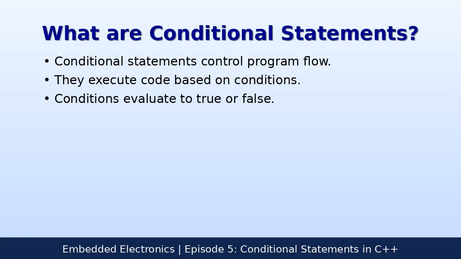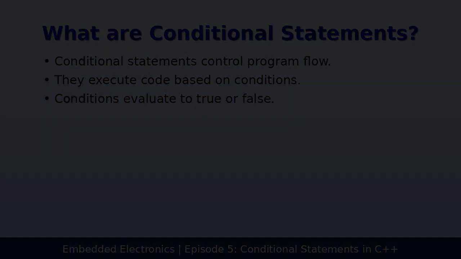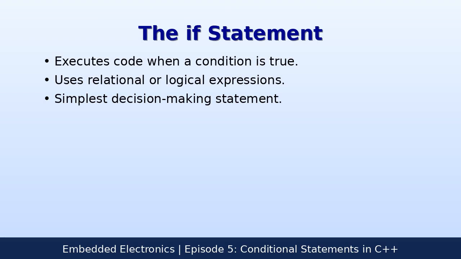Conditional statements in C++ control the flow of a program by executing code based on true or false conditions. The if statement executes a block of code only when the given condition is true.